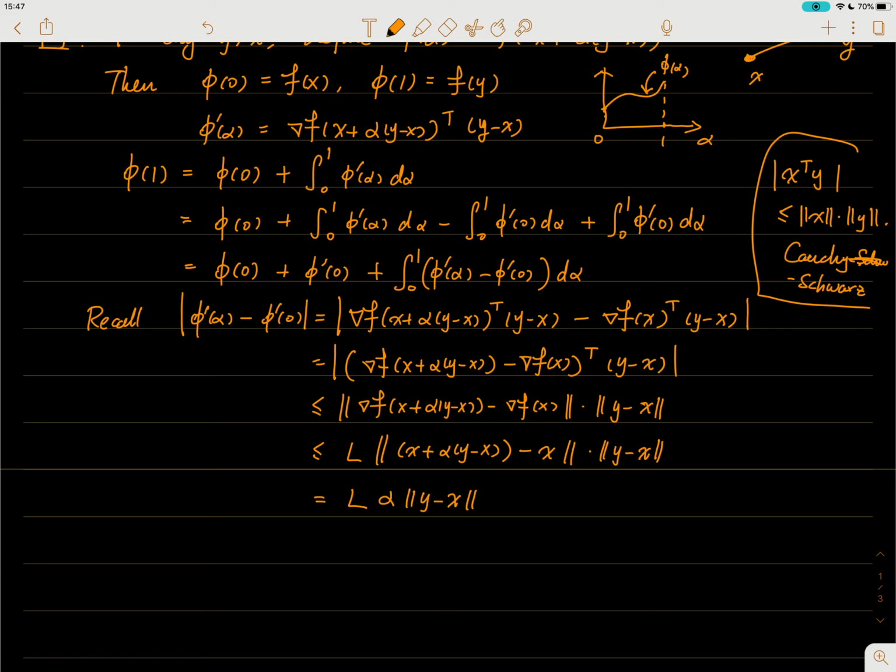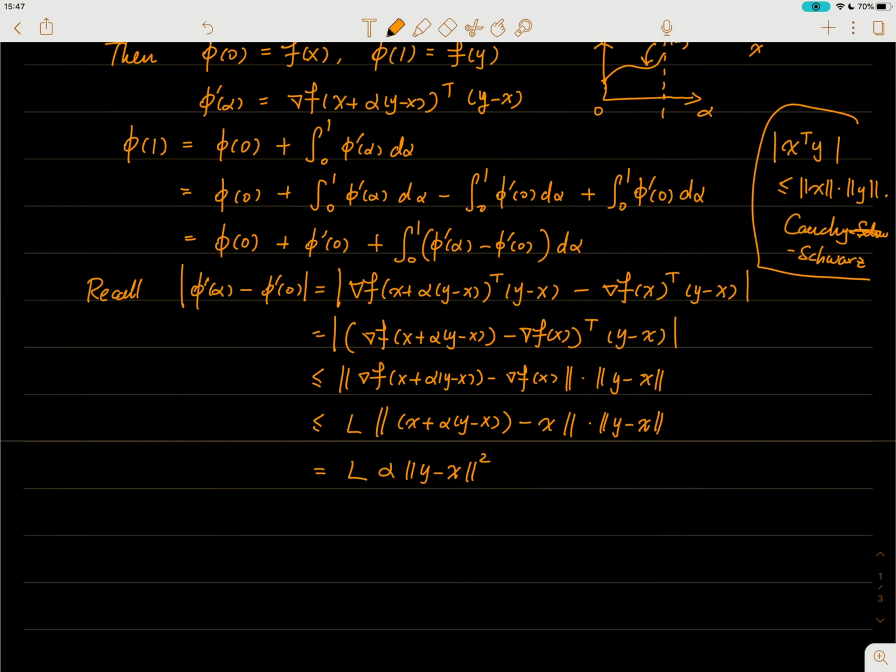And I have another y minus x. So instead of multiplying them together, I just have the square. Okay, that's what happens when I take a look at the absolute value of this integrand. I show that this quantity, the absolute value of the integrand, is actually bounded by that. And this means, if I take the integral of phi prime of alpha minus phi prime of 0 d alpha, I know that this is going to be less than or equal to the integral of the absolute value of the integrand.